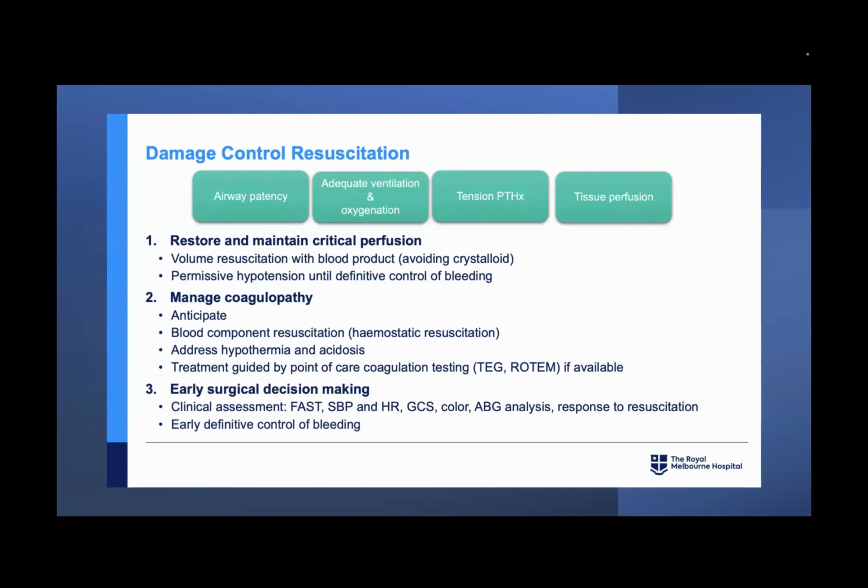Hemorrhage control also, in many circumstances, will begin prior to the patient arriving in hospital and may include compression or direct pressure with tourniquets, pelvic binders, the splinting of long bone fractures, and in some circumstances where resources allow, the infusion of packed red cells and other blood products. The 3 key priorities in damage control resuscitation are: 1, to restore and maintain critical perfusion; 2, to manage coagulopathy; and 3, ensure early decision making to result in definitive control of bleeding.